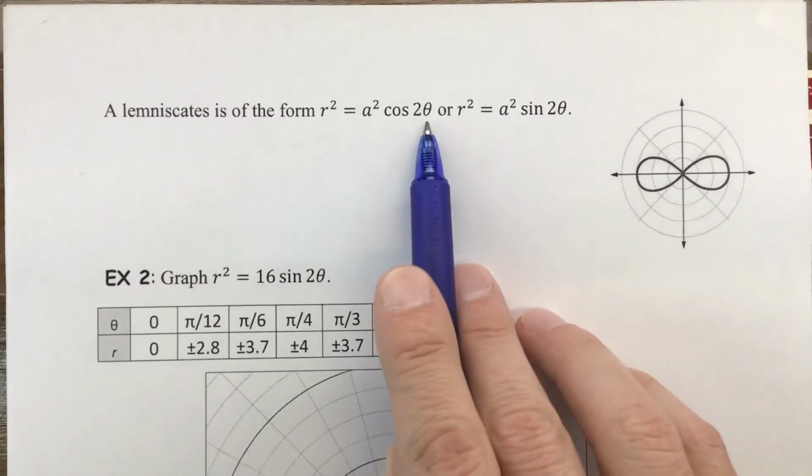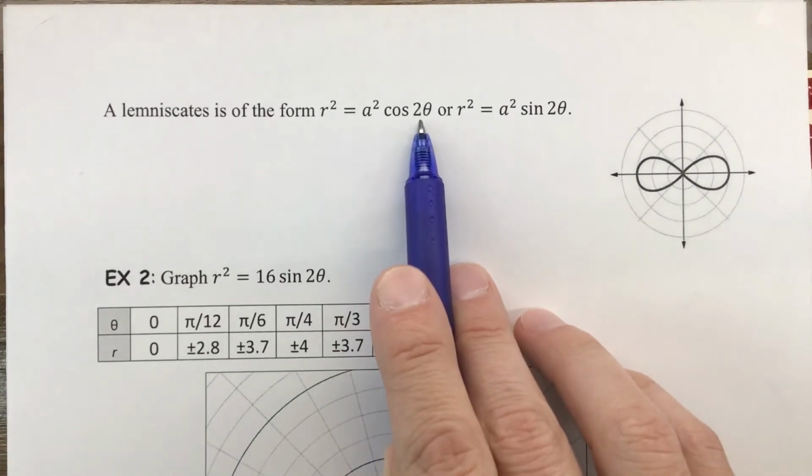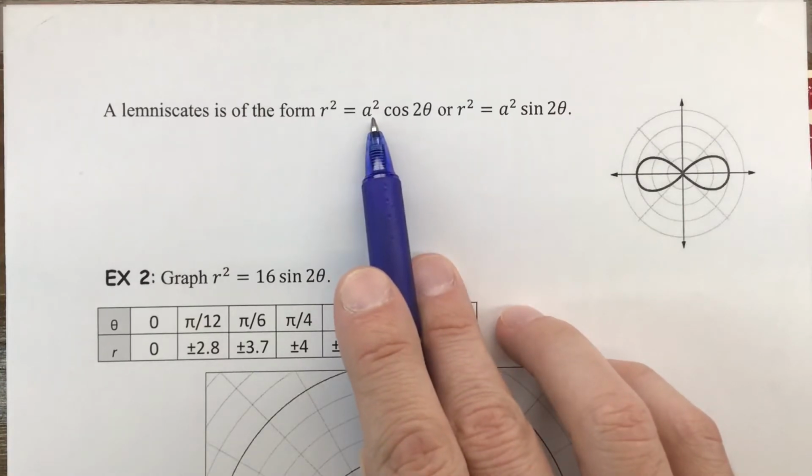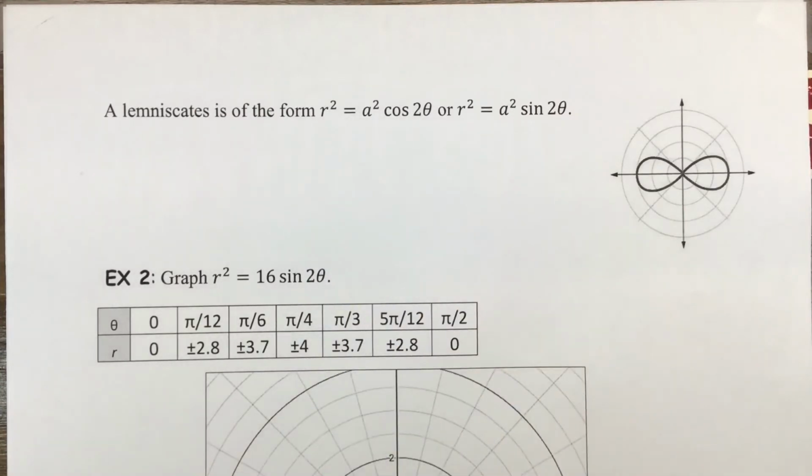All right, in front of the theta, that is going to be a constant 2. Okay, so that part's not going to change. This is not an n value that you could switch out. It will just be a 2. Okay, but we can change the a values, and depending on how you change the a values, that will change the size of the lemniscate.